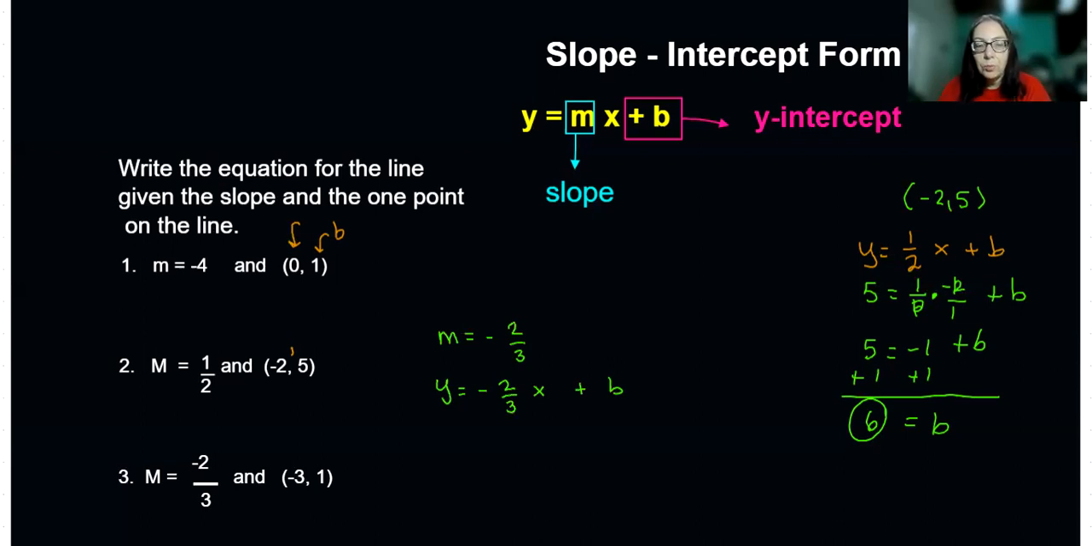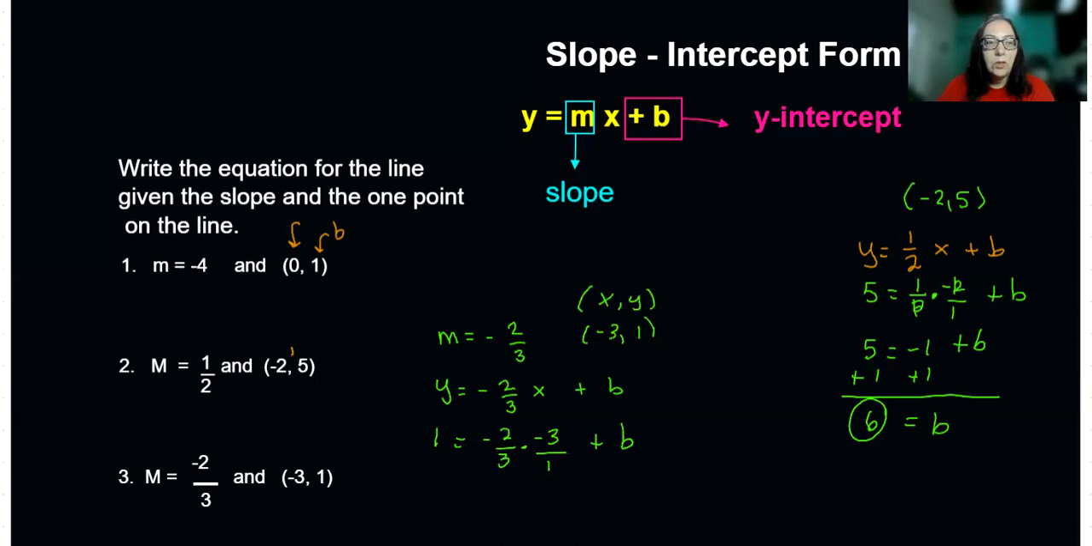Now go look at your ordered pair. Is the x 0? No. So 1 is not our y-intercept. So we've got to go find it. So I need to take this (-3, 1) and put it in for x and y. Remember, the first number is x, the second number is y. So y is 1 equals -2/3 times x, which is -3. Since -2/3 is a fraction, I'll make this a fraction, plus b.